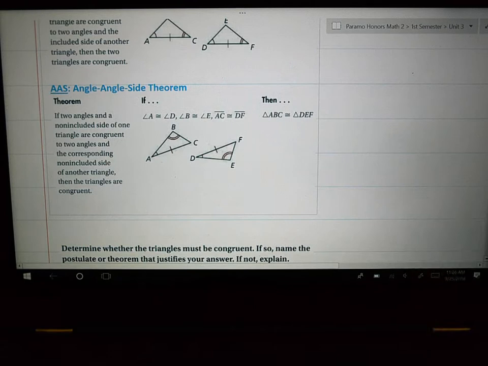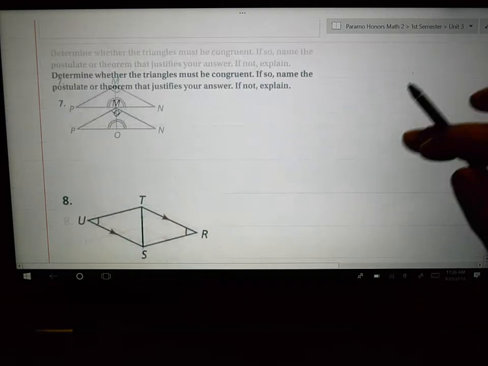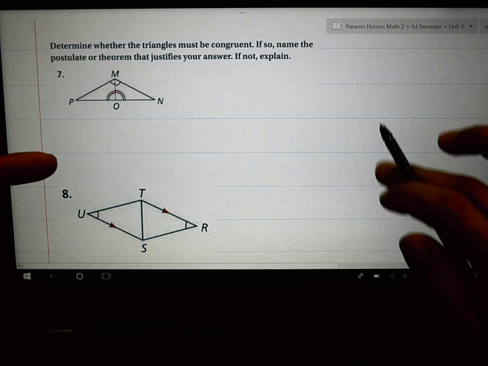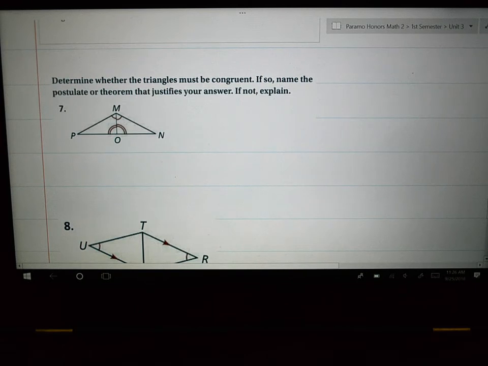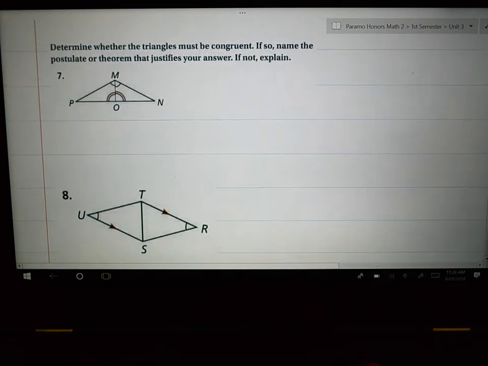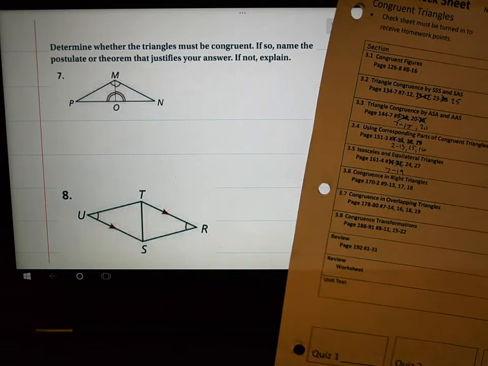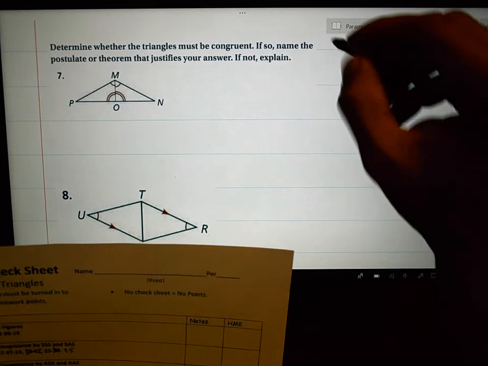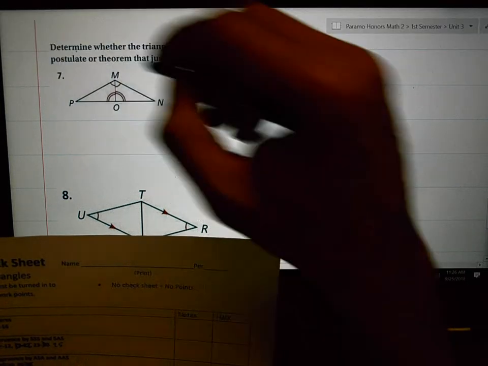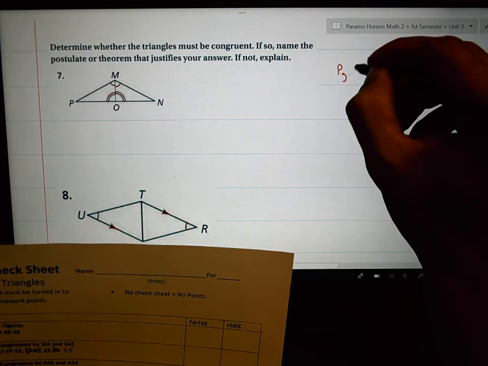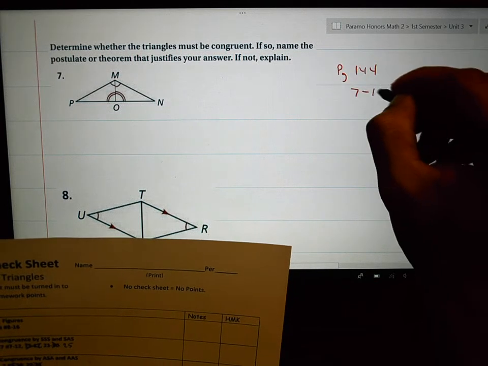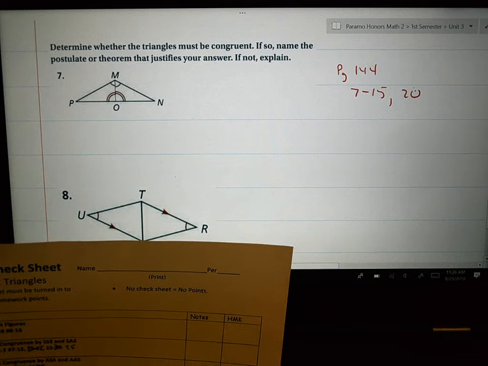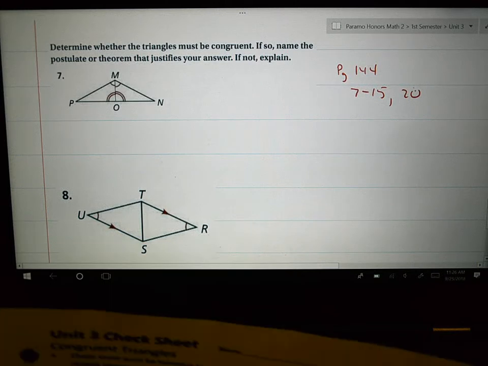With that being said, everything else I have for you are examples from your book. And so we'll jump to number 7 of your book. Let me look and see. This is 3.3. I want to say it's going to be page 144. We're doing number 7 through 15 and number 20. I'm almost positive that that is correct.